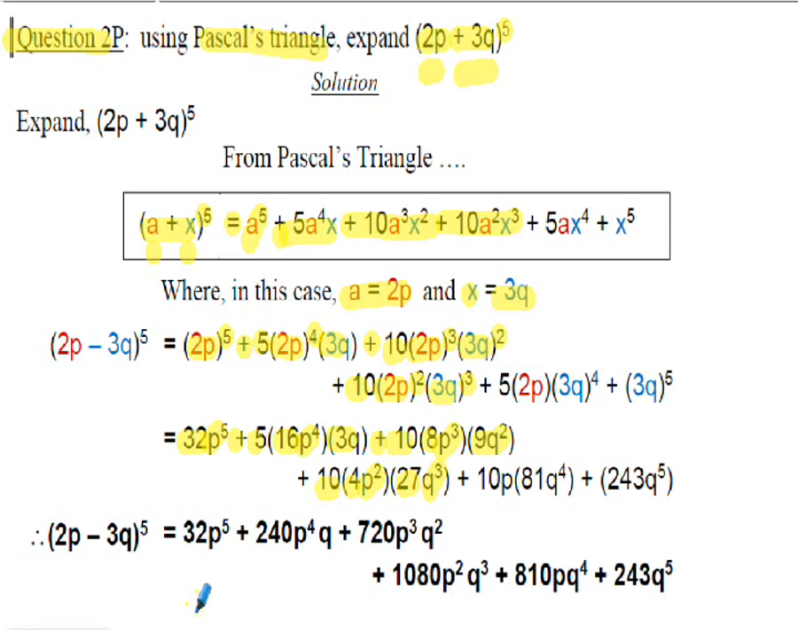So for the final solution, we've got 32p to the 5, plus we got 5 times 16 times 3 is 240 p to the 4q, plus we've got 10 times 8 times 9, so that's 720 p cubed q squared, plus 10 times 4 times 27 is 1080 p squared q cubed, plus 10 times 81 is 810 p q to the 4 plus 243 q to the 5. I'll let you check those figures.